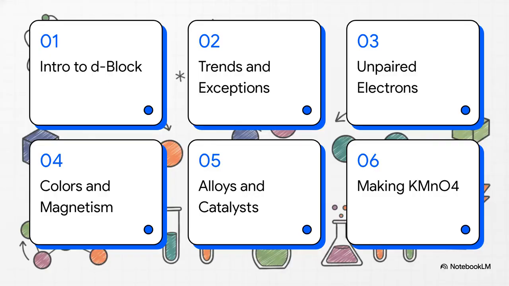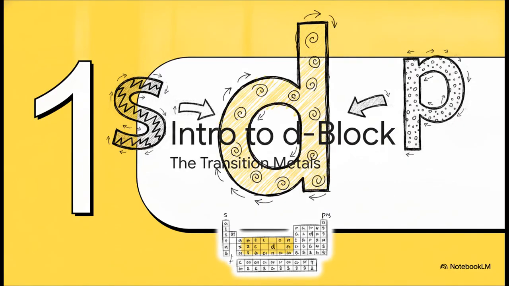So let's quickly map out our journey. We'll kick things off with an introduction to the D block, move right into their totally unique trends, explore unpaired electrons, and see how they create colors and magnetism. Then we'll wrap up with alloys, catalysts, and the real-world creation of potassium permanganate. Let's get into it. Okay, Section 1, Intro to the D block, also known as the transition metals.